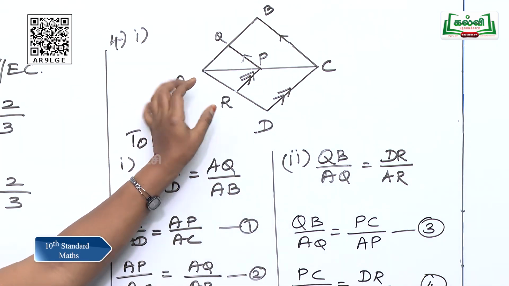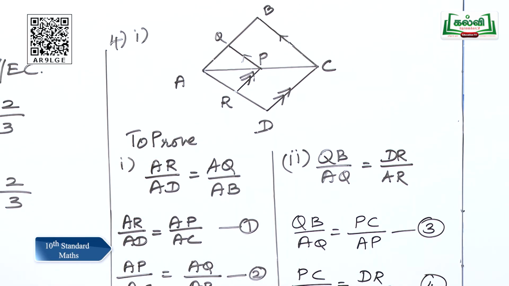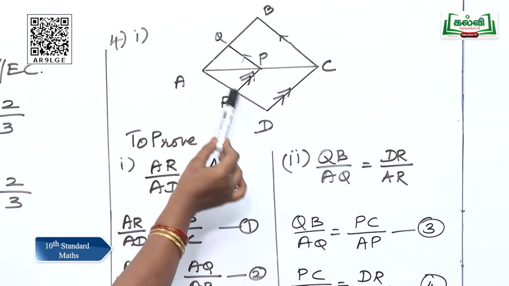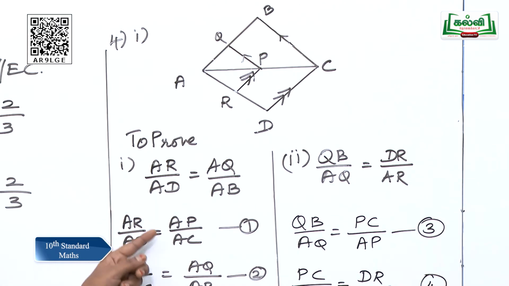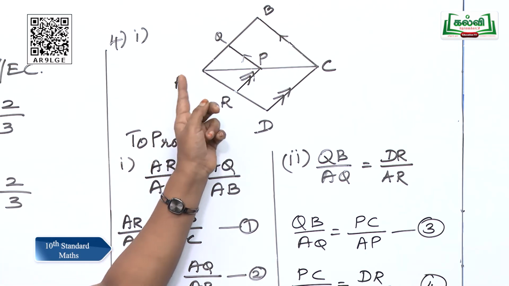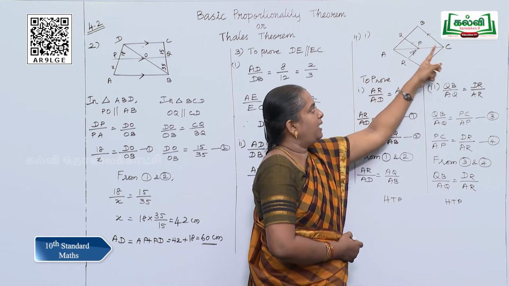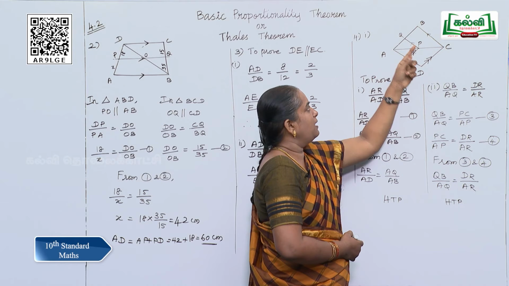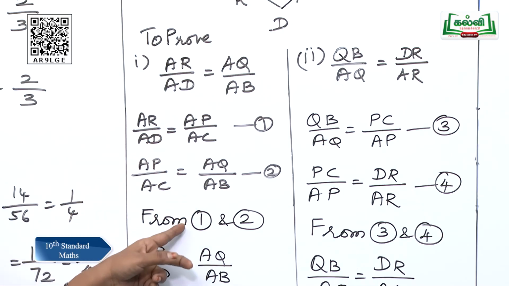Here we take the side of the smaller triangle, and here the side of the larger triangle. So, AR by AD is equal to AP by AC. Then in the next triangle, ACB, we have PQ parallel to BC. We can apply the same Thales theorem here also: AP by AC, smaller side by larger side, is equal to AQ by AB. So, according to Thales theorem, we have two equations.